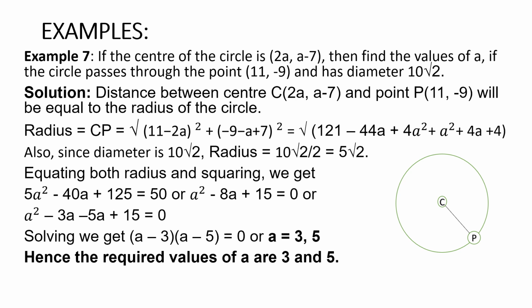Now it is also given that diameter is 10 root 2. That means radius is 10 root 2 by 2, or 5 root 2. So we have got two equations for radius. When we equate both of them, we get 5a square minus 40a plus 125 is equal to 50. We square both the sides to make the calculation easy. So on simplifying this quadratic equation, we get the value of a as 3 and 5. Hence the required values of a are 3 and 5.